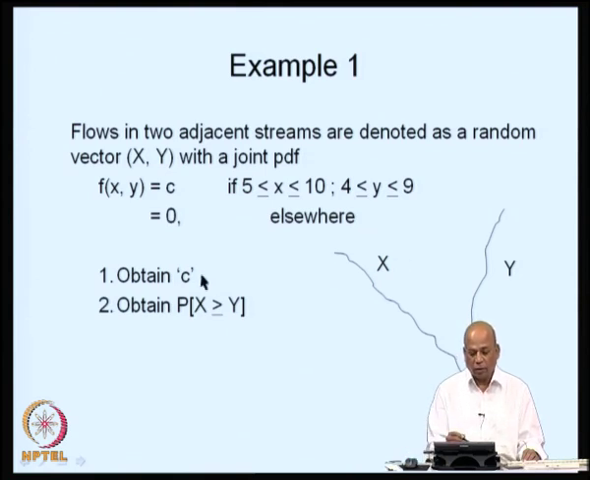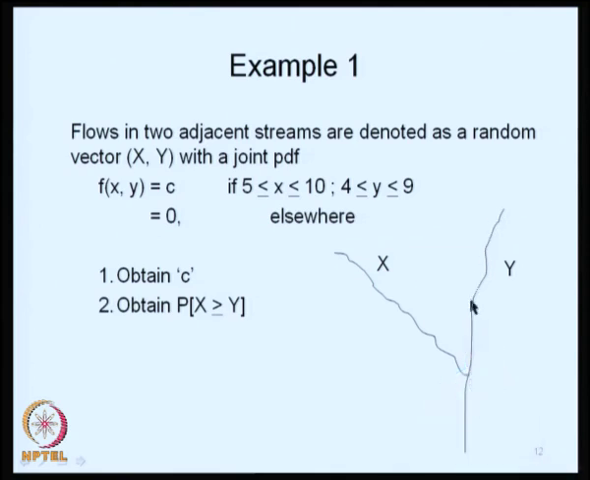So, first let us obtain c, and then also we will see how we get the probability that x is greater than or equal to y. So, we may be interested in getting the probability that the flow in this particular stream is greater than the flow in this particular stream. These kinds of problems are important because we may want to make decisions, let us say you want to build a reservoir here or a reservoir here, then we will be interested in getting the probability that the flow in this stream is greater than the flow in this particular stream.